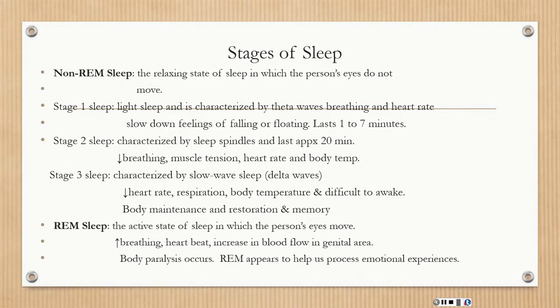Moving into stage 3, we're going into a deeper stage of sleep. And this particular stage is very much reflective of delta waves. Now, delta waves is a deeper stage, is deeper sleep, which is basically slower and taller than theta waves.